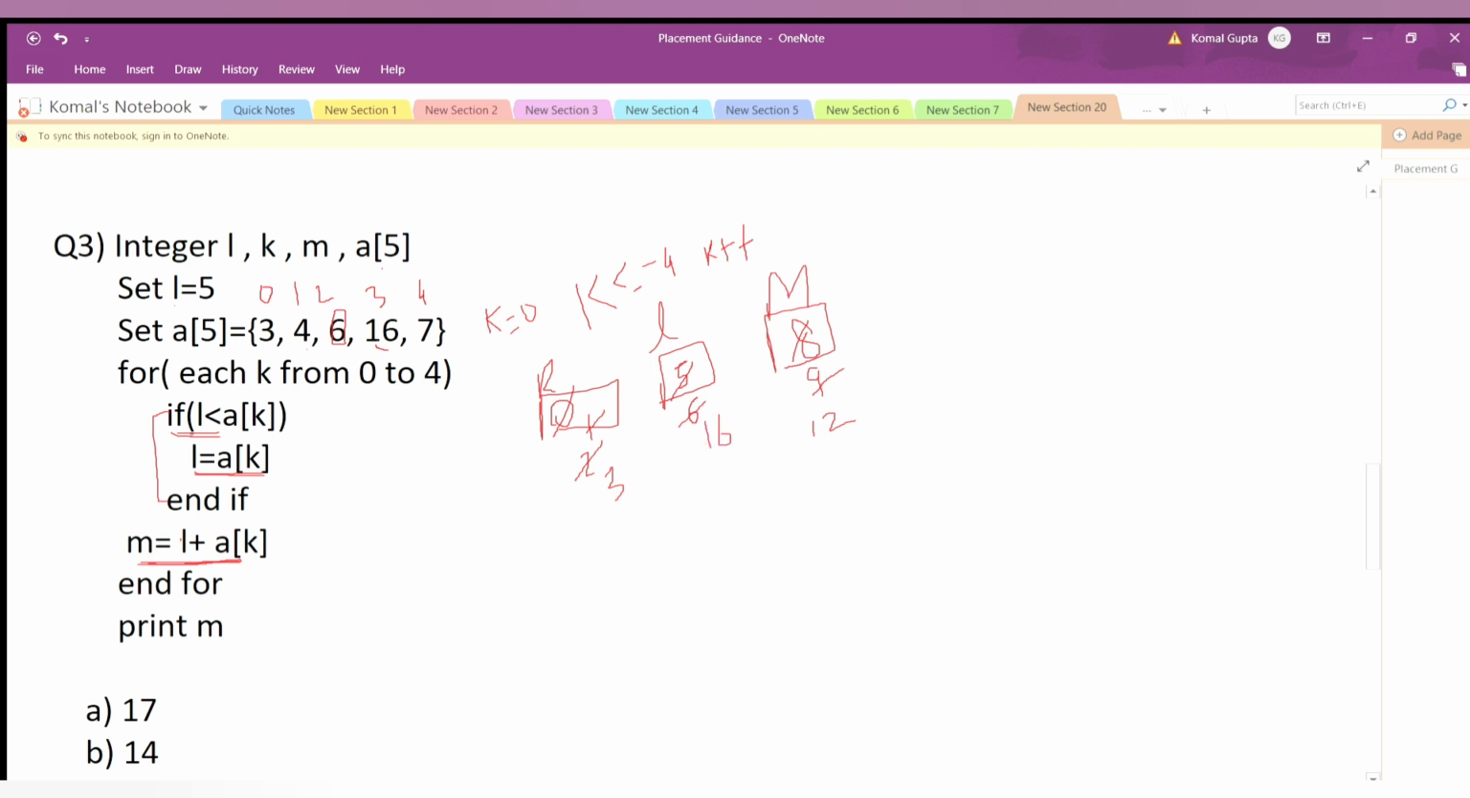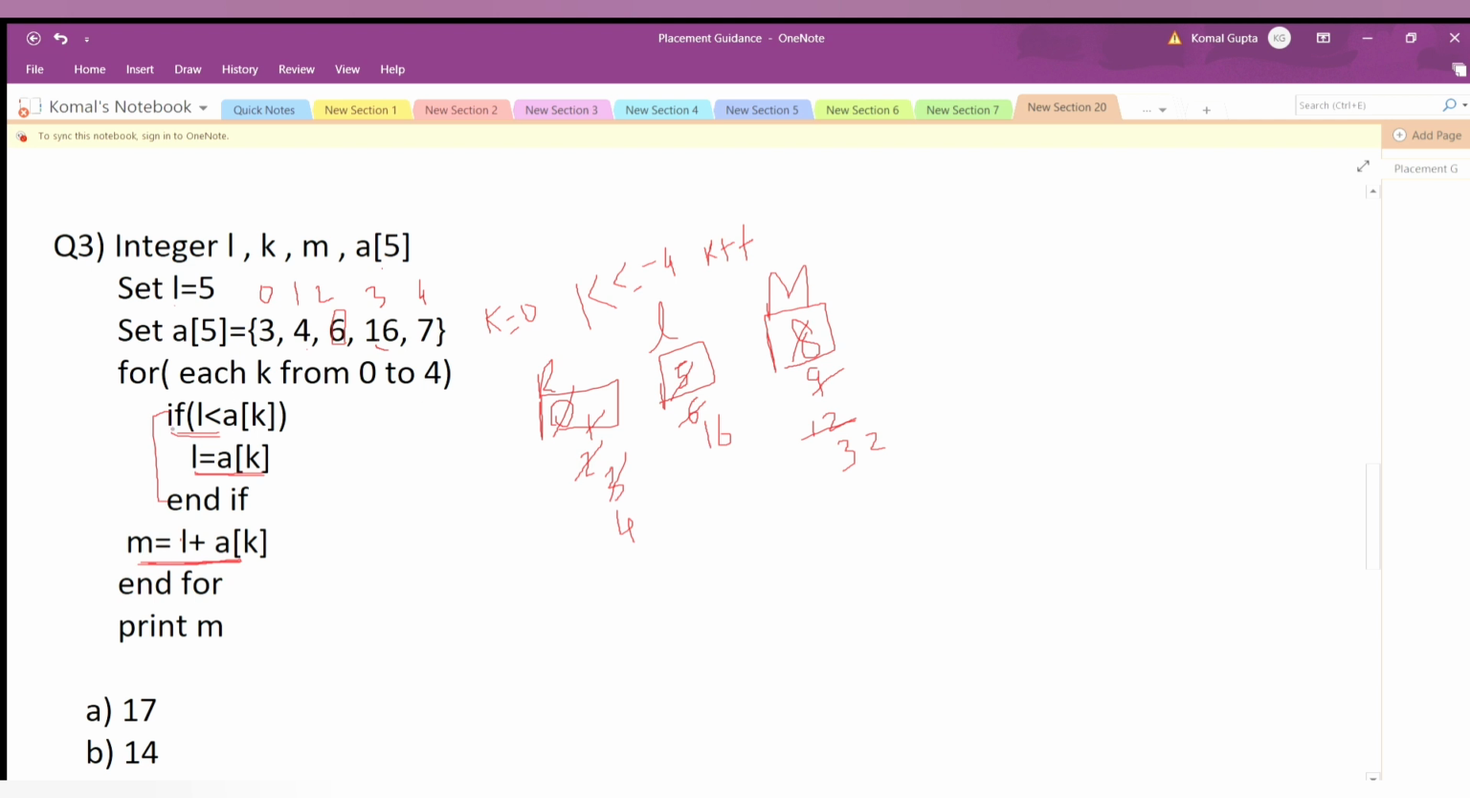Now we come out of this if condition. Now we will change the value of m. M is equals to L plus A of k. A of k is 16 and the value of L is also 16. So 16 plus 16, it will be 32. Now we will again increment the value of k by 1. It will be 4. Is 4 less than equals to 4? Yes. So we will come inside this for loop.